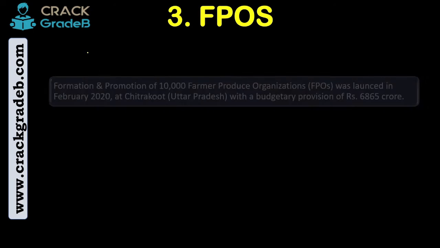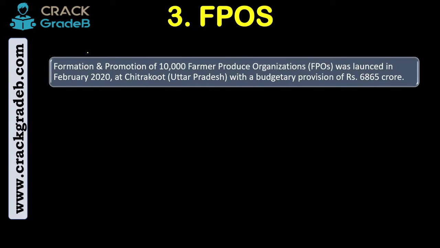Now we are done with this. Now let's move forward to FPOs. Again, what I will tell you, FPOs, if you know this, you are on the right track. If you don't know, you will have to make serious studies during these last days. So FPO is the formation and promotion of 10,000 farmer produce organizations, launched in Feb 2020 at Chitrakoot, Uttar Pradesh with a budgetary provision of 6,865 crore. Now, this scheme is more than 1 year old. Why are we studying it? I'll come to it.